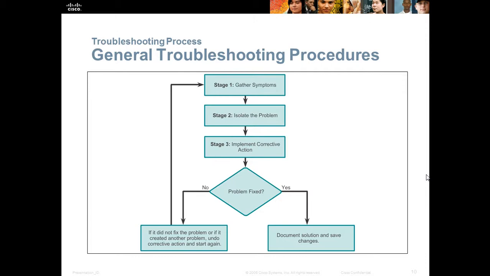For troubleshooting, we have a general troubleshooting procedure. As you can see in this flowchart, stage 1 is to gather the symptoms, and stage 2 is to isolate the problem. In stage 3 we implement the corrective action, and there we have to make a decision. If the problem is fixed, yes, we need to document the solution and save the changes. And if the problem is not fixed, or if it creates another problem, undo the corrective action and start over again from stage 1.